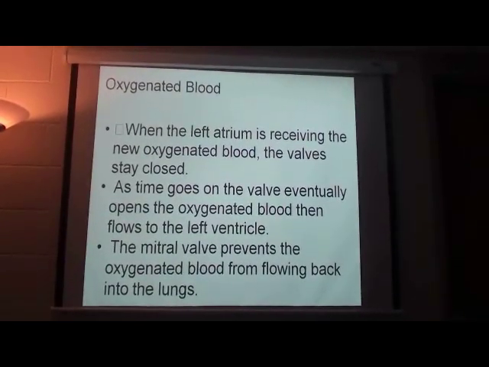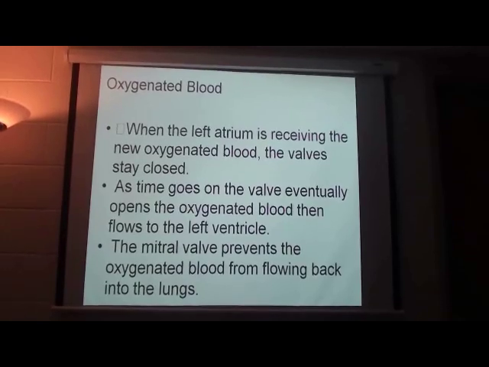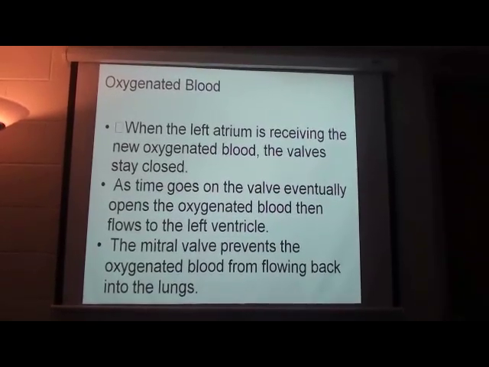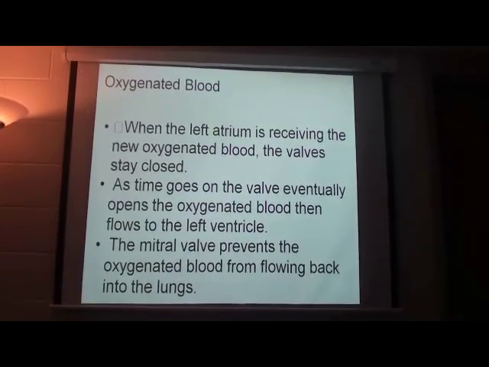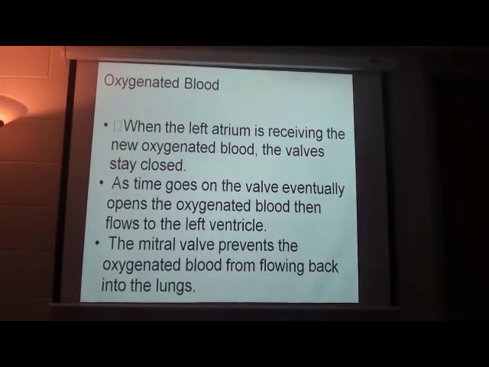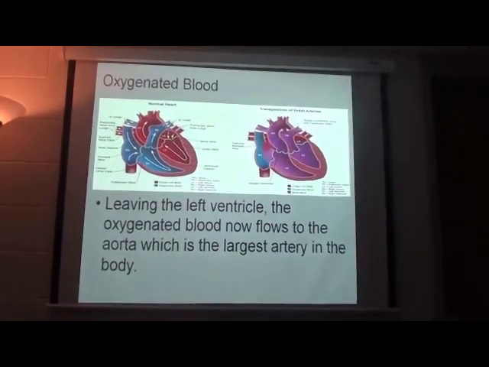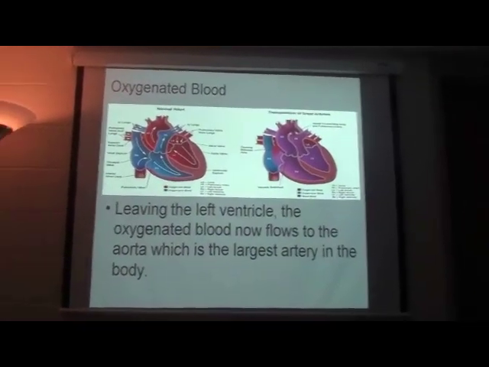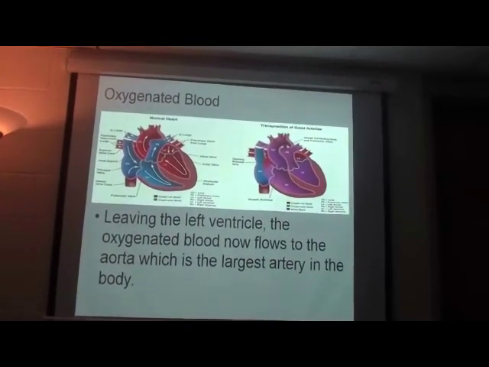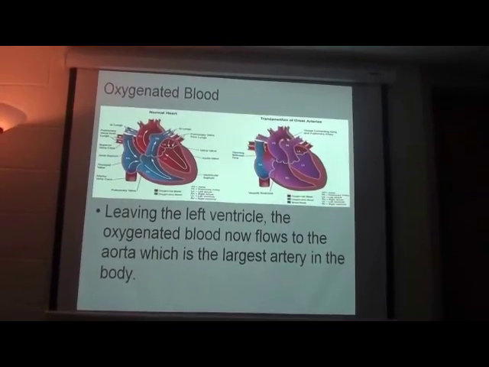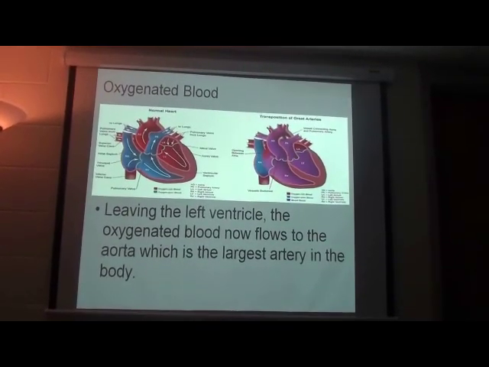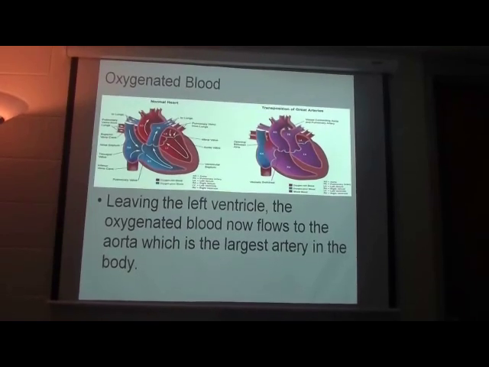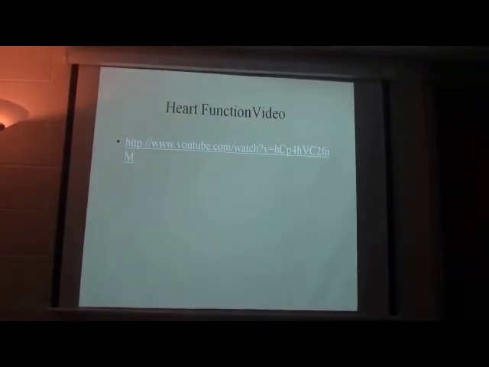As time goes on, the valves eventually open. The oxygenated blood then flows to the left ventricle. The mitral valve prevents the oxygenated blood from flowing back into the lungs. At the top is a picture of a normal heart and of the great arteries. Leaving the left ventricle, the oxygenated blood now flows to the aorta, which is the largest artery in the body.